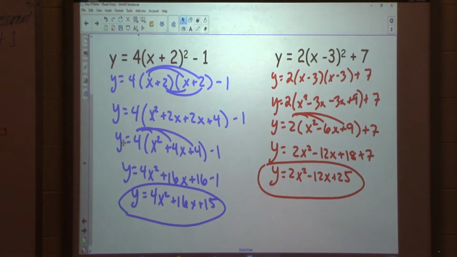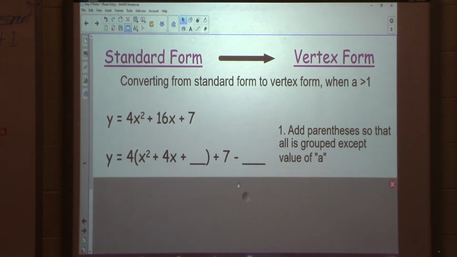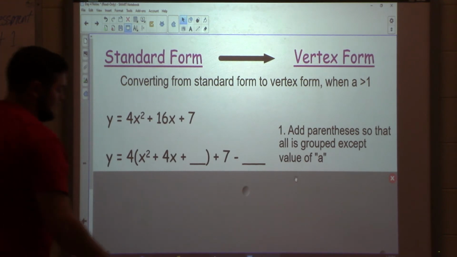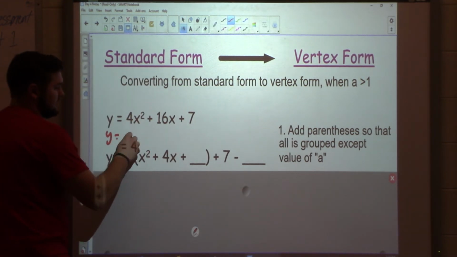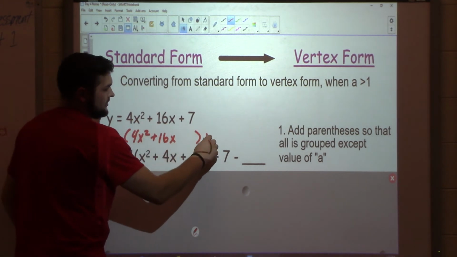Okay. So that's vertex to standard when a is greater than 1. Standard to vertex form, when a is greater than 1, it's going to be a little bit of a different process. It's going to be a lot the same, but the way we start it's going to be a little different. So we're still going to take our x squared term and our x, and we're going to set them apart. What's going to happen here, so I'm going to take them, I'm going to set them apart. Y equals 4x squared plus 16x plus 7.